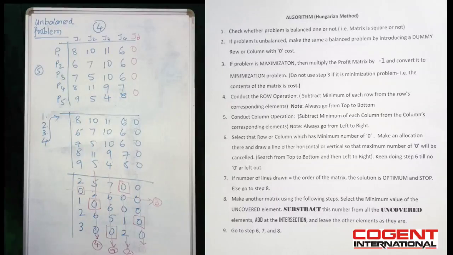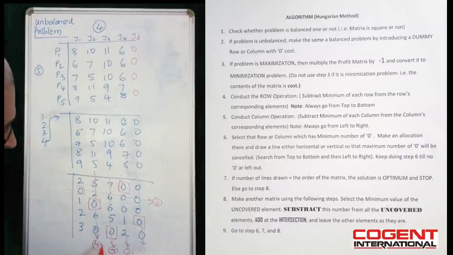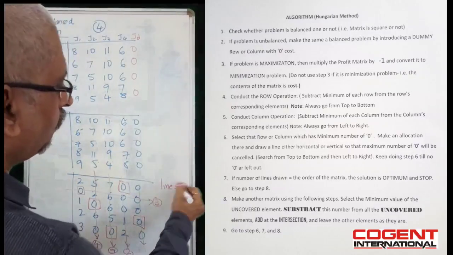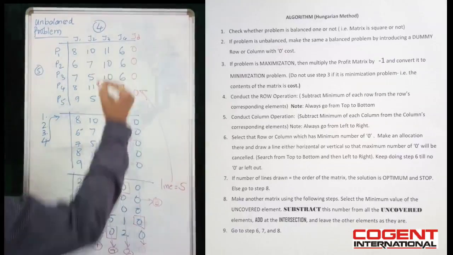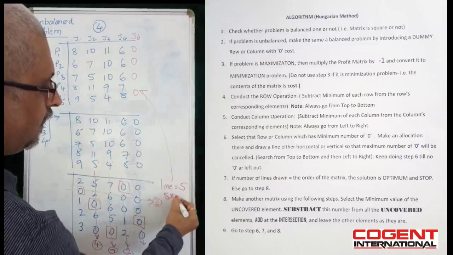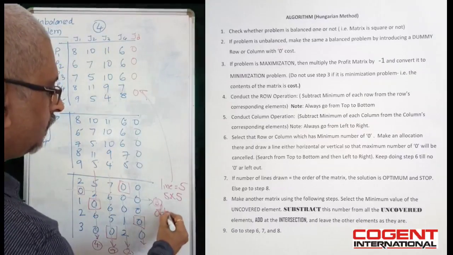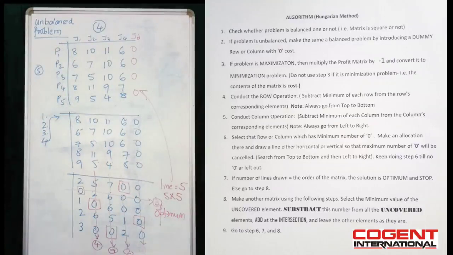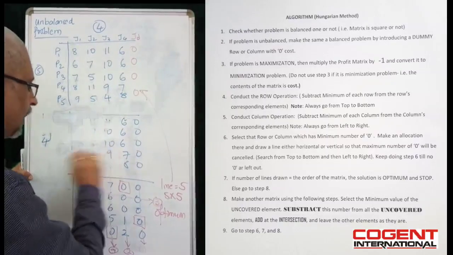See how many lines I have drawn. I have drawn 1, 2, 3, 4 and 5. So the number of lines drawn is equal to 5. And what is the order of the matrix? The order of the matrix was 5 by 5. Hence the solution is optimum and you can stop solving. But you are supposed to give the allocations. Let us give the allocations properly in the next step.